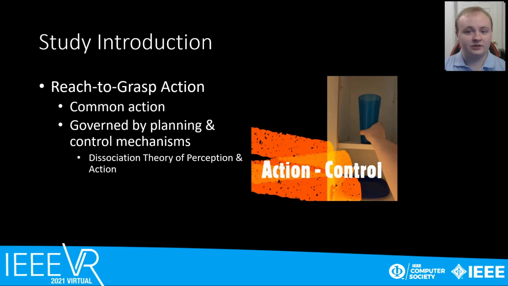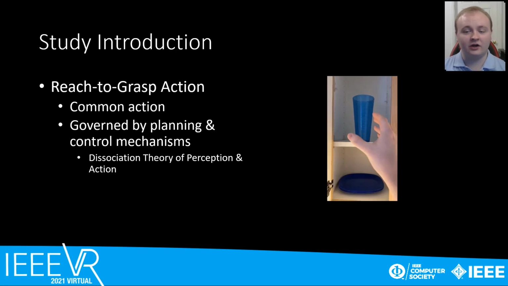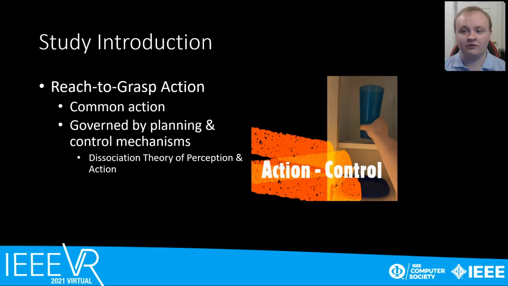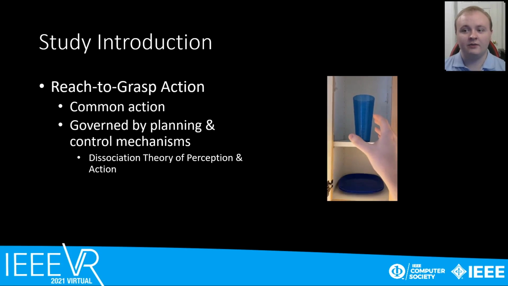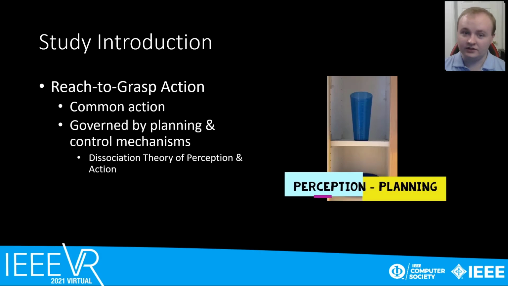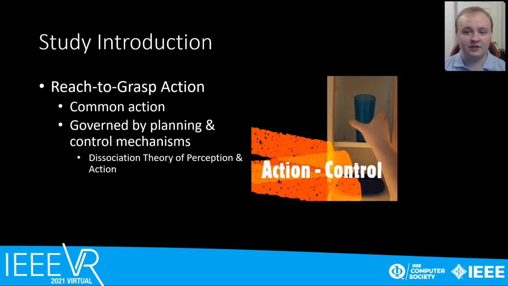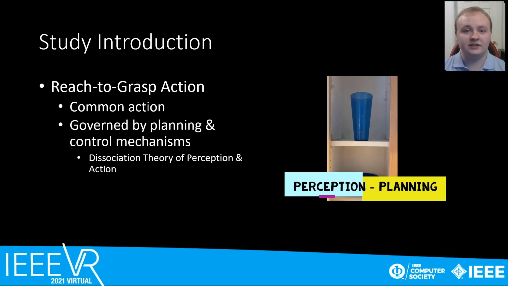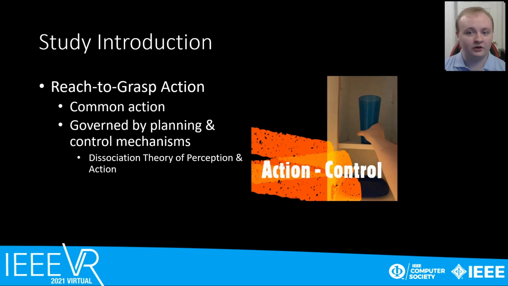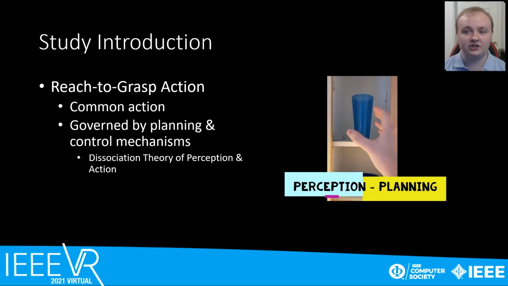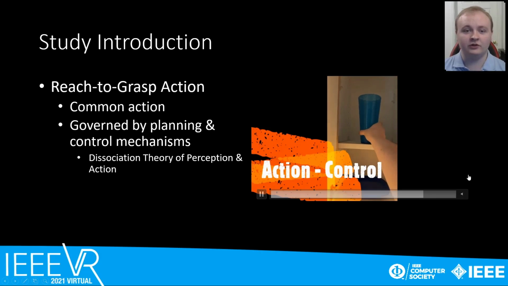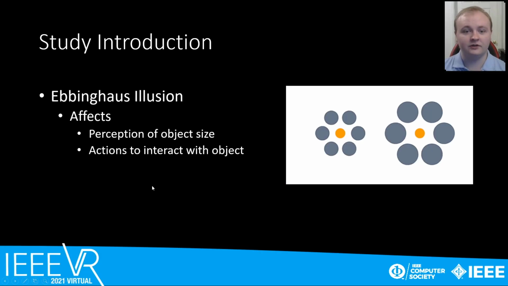The reach to grasp action is a common action in daily living and occupational tasks. This action is governed by planning and control mechanisms based upon perception. In addition, there is the dissociation theory of perception and action. The main gist is that visually guided movements should be largely immune to the perceptually compelling changes in size produced by pictorial illusions, like the Ebbinghaus illusion.